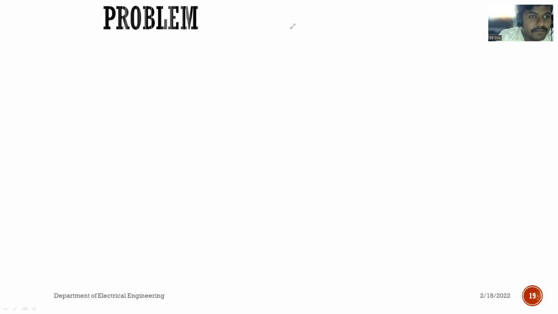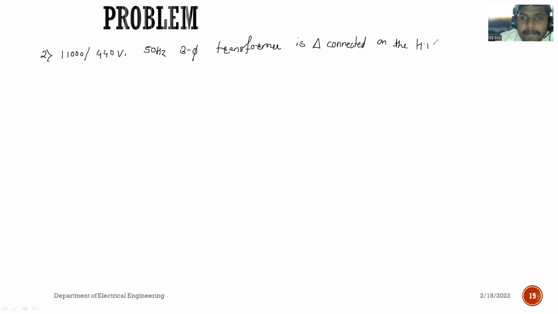Second problem is that 11,000 by 440 volt, 50 hertz, 3-phase transformer is delta connected on the HV side.